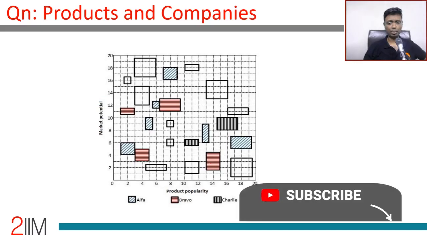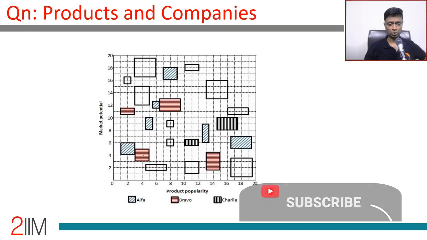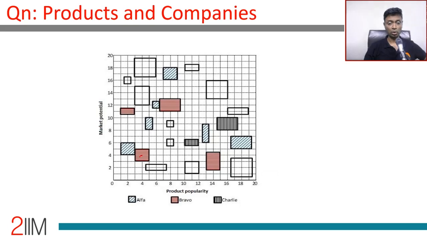We have Alpha, Bravo, Charlie. So this is red is Bravo, blue is Alpha, and black is Charlie. So this could be any of the 3. This could be any of the 3. So we have 1, 2, 3, 4, 5, 6, 7, 8, 9, 10. About 10 boxes unmarked, which we don't know which company's product that is.